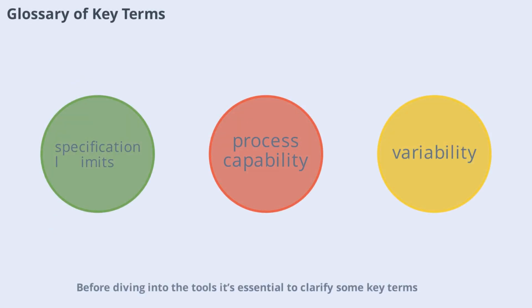Before diving into the tools, it's essential to clarify some key terms. We'll discuss both specification and process control limits, process capability, and types of variability. Understanding these concepts will help you interpret charts and data correctly. Specification limits define the boundary between acceptable and unacceptable product, while process control limits indicate typical versus unusual process performance. Recognizing the difference between common cause and special cause variability is fundamental for effective process improvement.